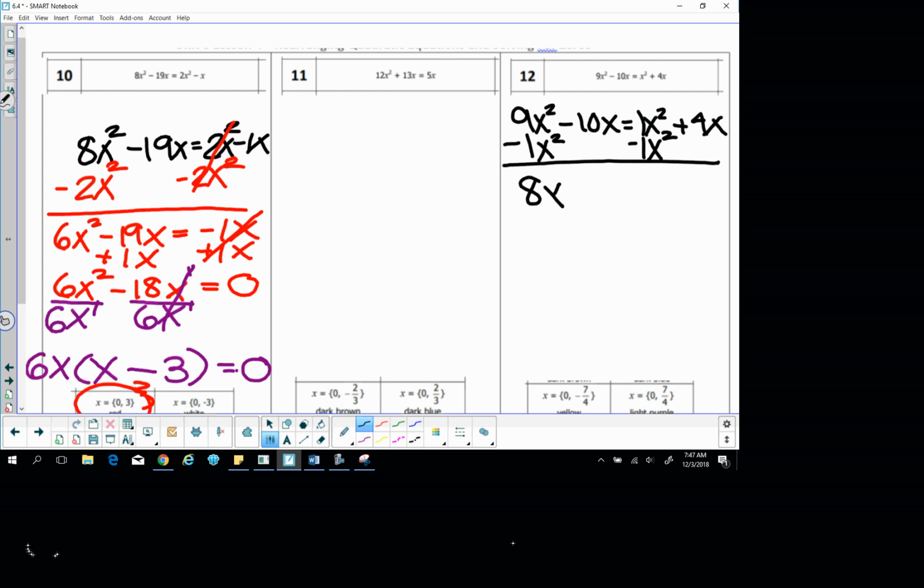Good. 8x squared. You had to rewrite. I rewrote it right here.